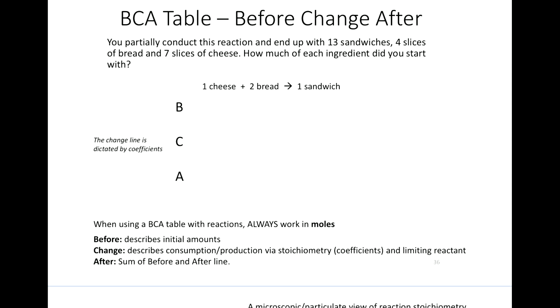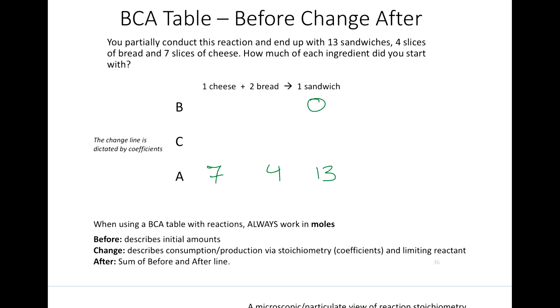The after line, yeah. So we have 13 sandwiches, 4 breads, 7 cheeses. So I'm asking you, what did you have to start with? I'm showing you the after picture. We have to kind of back calculate to figure out how much we started with. There's also another piece of information here that's kind of missing, and that's that if we did this reaction, we actually started with 0 sandwiches. So now you can just, I call this, you Sudoku your BCA table.